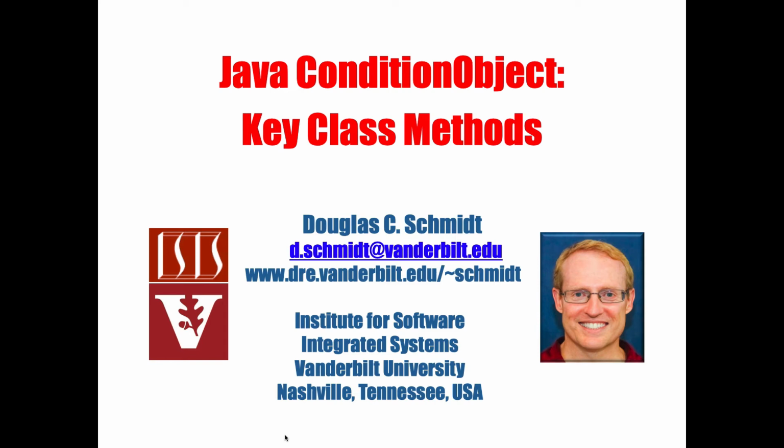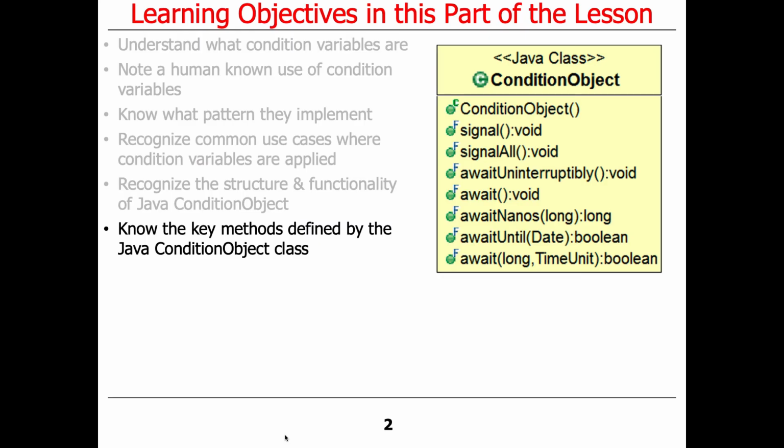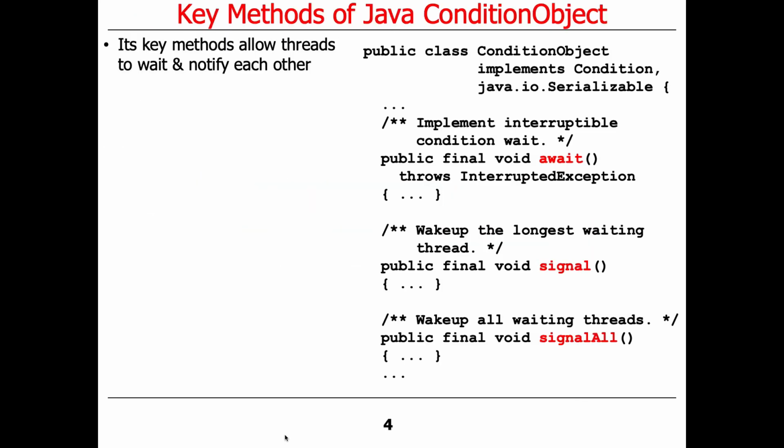At long last, we can finally talk about the key class methods that are part of ConditionObject. As you'll see, there's a bunch of methods. Some of them are not widely used. Several of them are very widely used. So we'll focus on all of them, but we'll focus first on the ones that are most common.